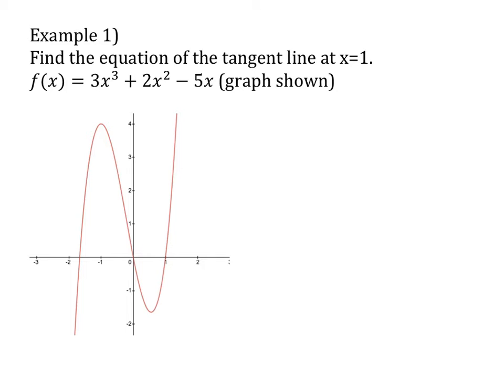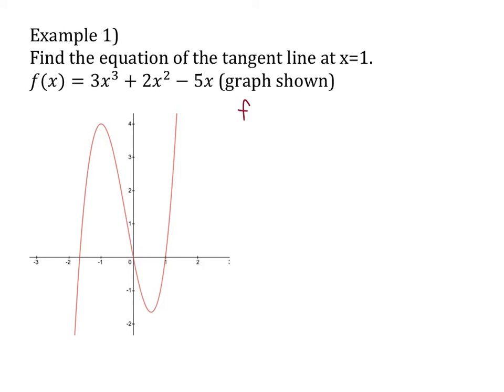Example 1, find the equation of the tangent line at x equals 1. So this function is actually already graphed for us. It's 3x cubed plus 2x squared minus 5x. I know I need to find two things, a point and a slope, right? The slope is easy to find. I know it's going to be f prime at 1, right?